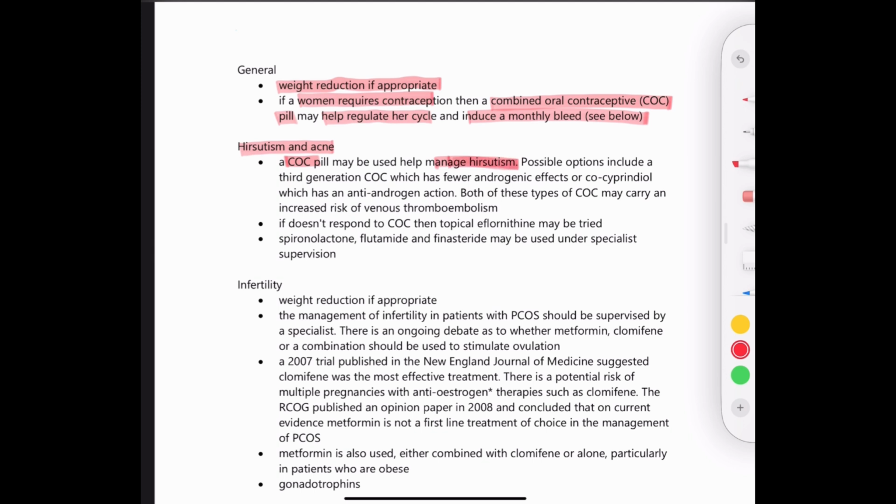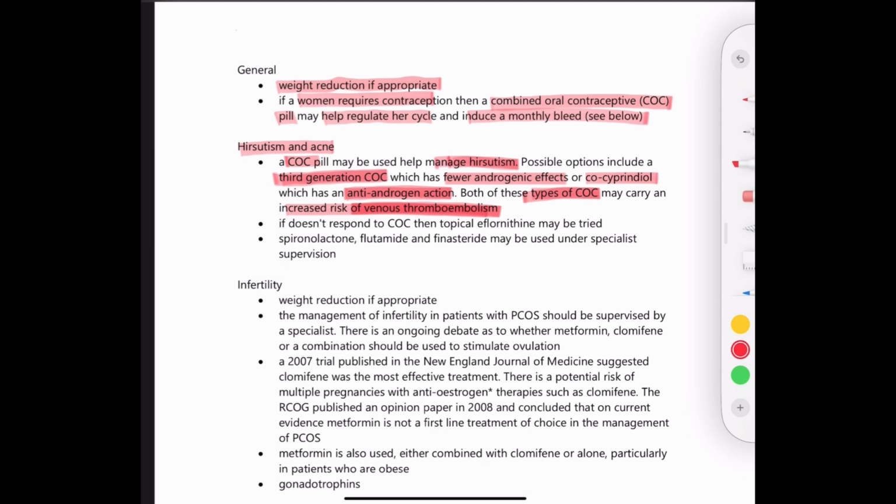Also, possible options include a third generation oral contraceptive pill, which has fewer androgenic effects, or co-cyprindiol, which has anti-androgen action. Both of these types of oral contraceptive pills may carry an increased risk of venous thromboembolism. So everything has adverse effects too, guys, right? So you need to discuss with the doctors before taking any of the pills. If you are thinking that you are facing any condition which is not good for your health, you just go and see the doctor.